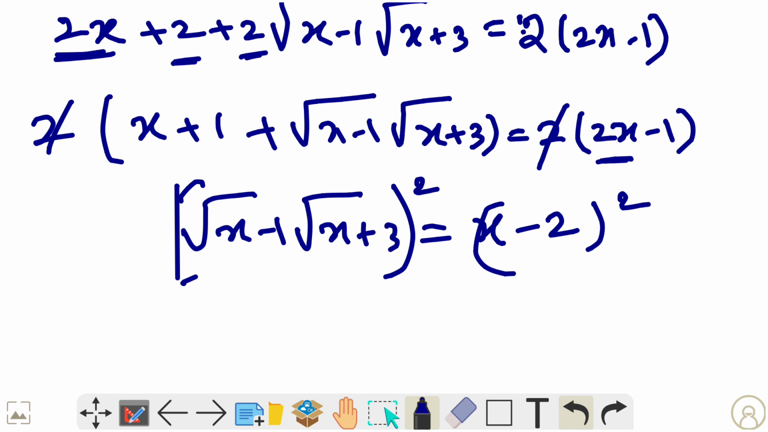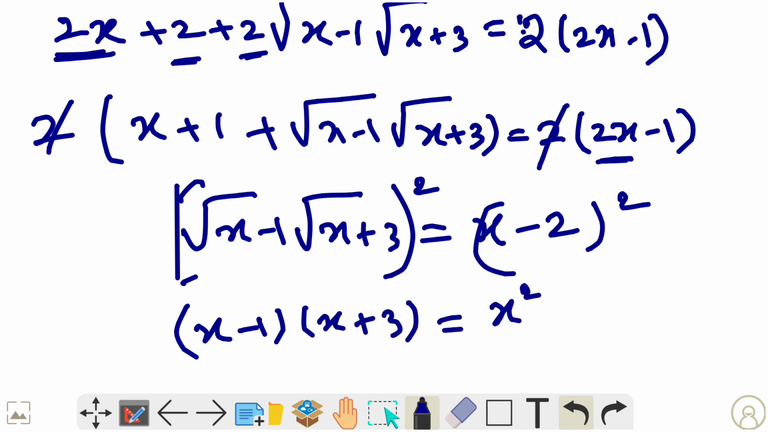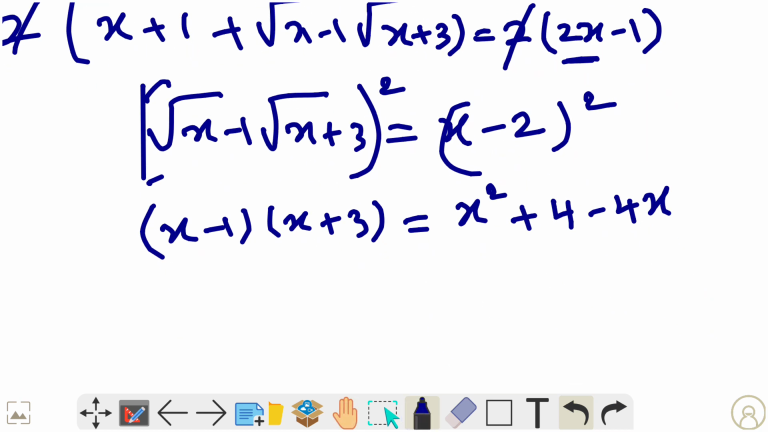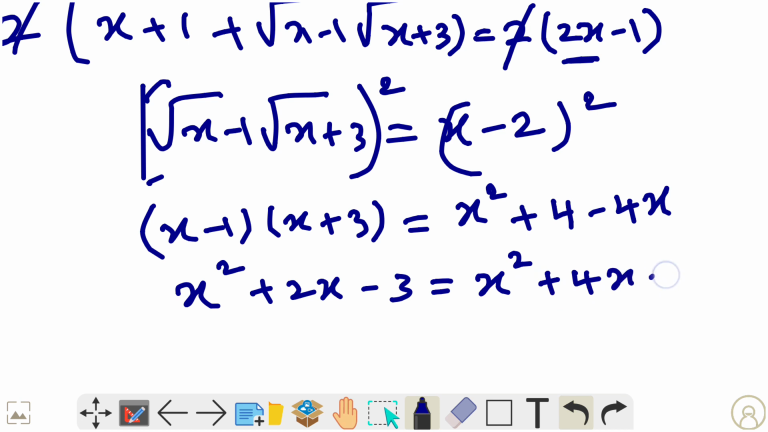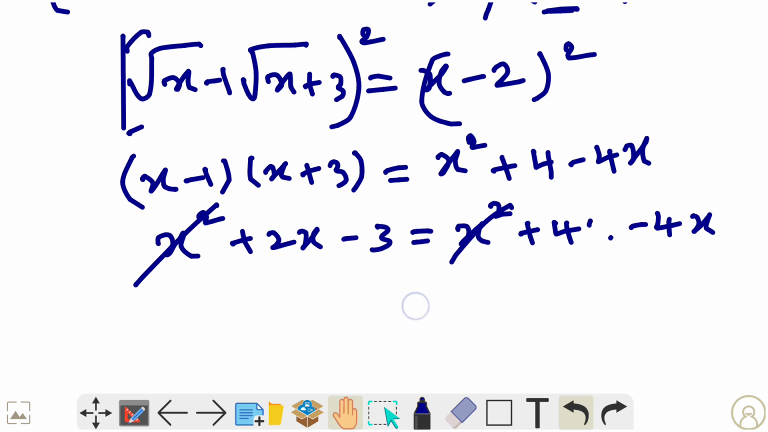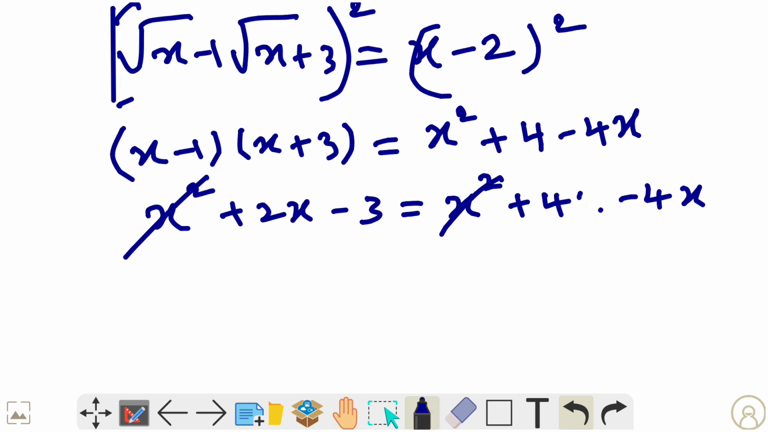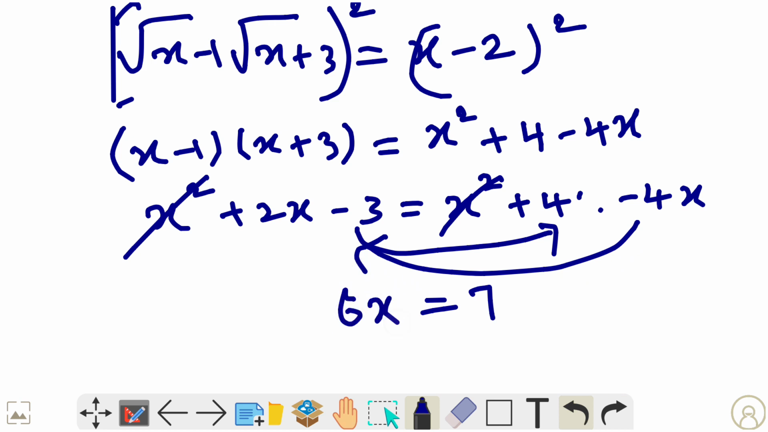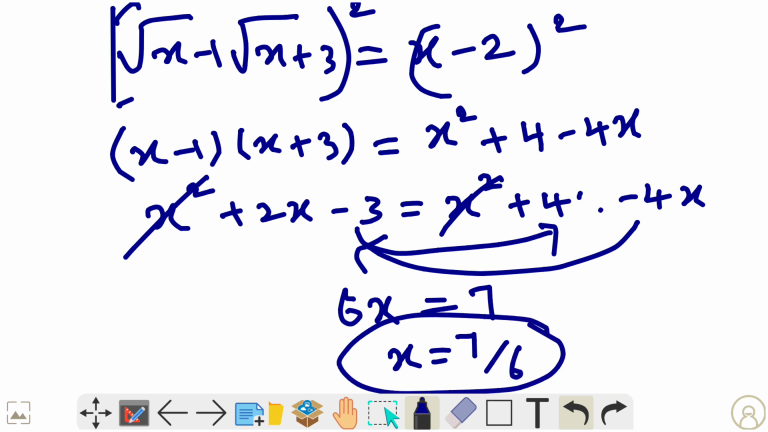The square root will cancel each other, so x minus 1 into x plus 3, and the right hand side becomes x square plus 4 minus 4x. So x minus 1 into x plus 3, that is equal to x square plus 2x minus 3, equal to x square minus 4x plus 4. Now x square will cancel each other. Just look at here. So 3 goes there, it will become 7. 4x goes here, it will become positive 4x. So 6x is equal to 7, x equal to 7 by 6.